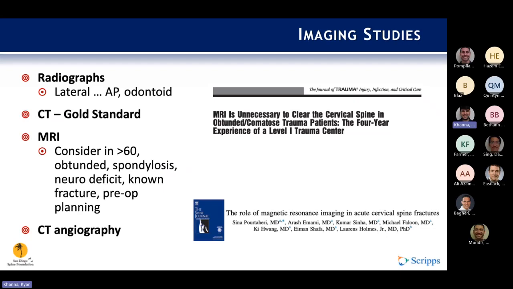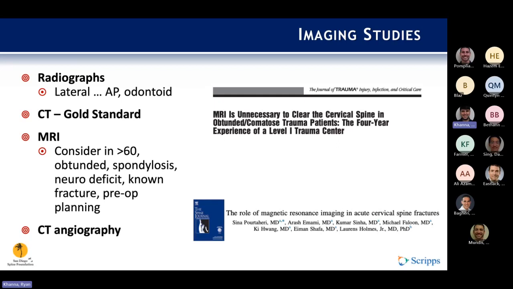MRI screening, a study and meta-analysis in 2008, as you can see, the title says MRI is unnecessary to clear the cervical spine in obtunded comatose trauma patients. They saw that if you had a normal CT and no evident neurological deficit, MRI didn't really add much, that it only found 21% of injuries in addition to the injuries found by CT spine, and none of those required surgery. However, for patients that are older, that are obtunded, that have spondylosis, have a deficit, a known fracture, or that were taken to the operating room, it's something to order.